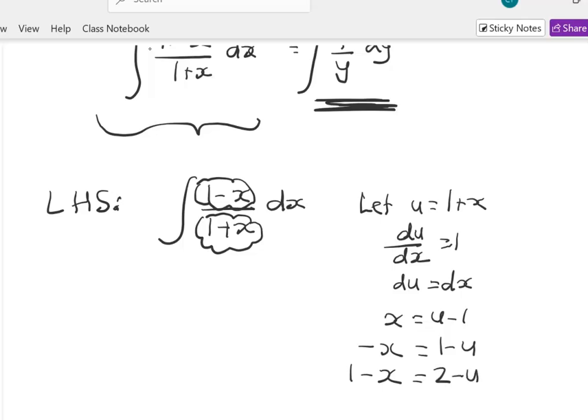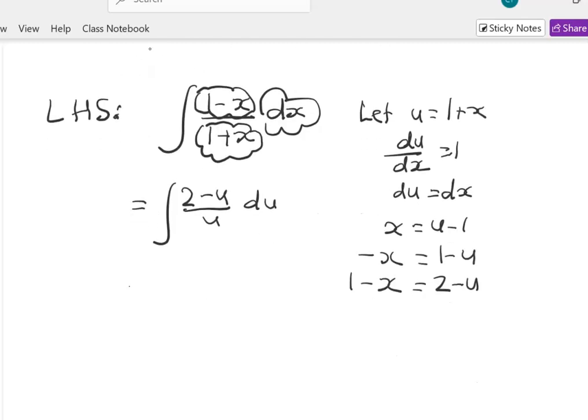2 minus u. So that means that I'm ready now to go ahead and do the substitution, because all the bits are now in terms of u. So this thing here suddenly looks much nicer. I've got 2 minus u over u du. And we can split that up further as 2 over u minus 1 du.